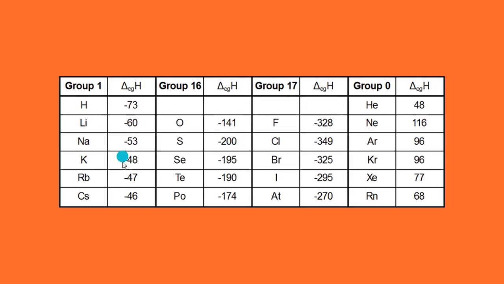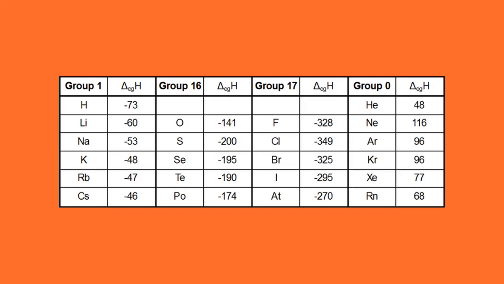So as we go down the group, the value of the electron gain enthalpy is becoming relatively less negative or more positive. Across the period, again, all of this boils down to the size of the atom.